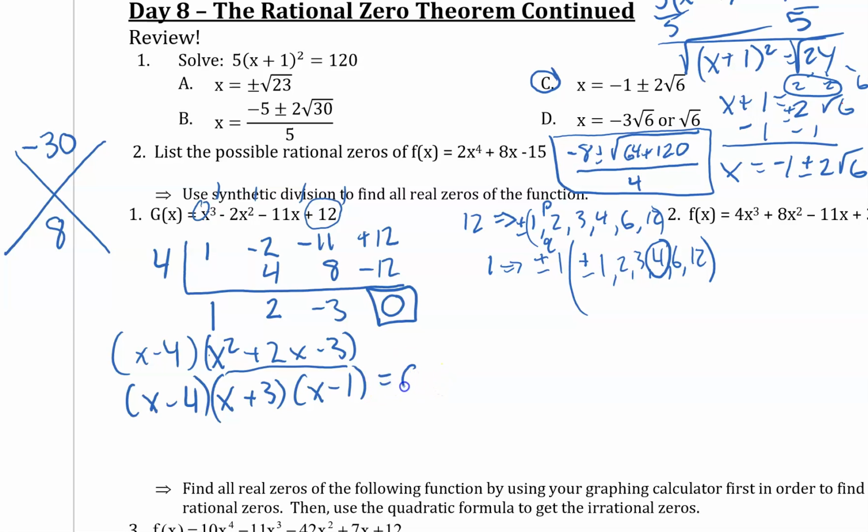To find all of the zeros, we're going to set this equal to 0. The zero product property tells me if any one of these factors is 0, then that's my root. So x minus 4 equals 0, x must equal 4 to make that equal to 0. x plus 3, x must be negative 3. x minus 1, x must be positive 1. So my 3 real zeros for the function are at x equals 4, negative 3, and 1.